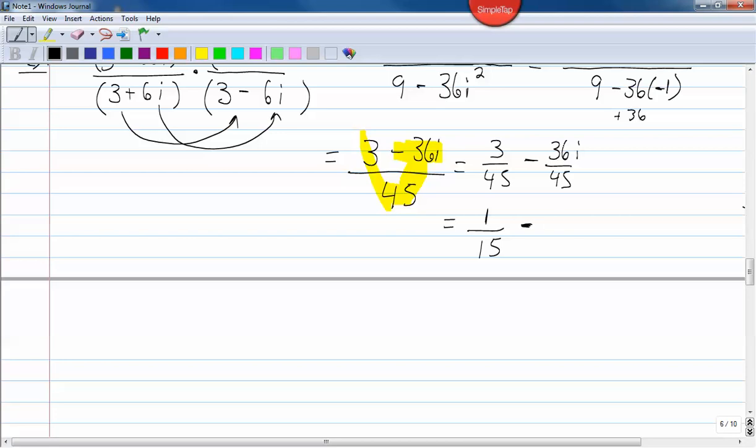Minus 36 over 45. So you can divide both of those by 9. So it's going to be minus 4 over 5 times I. So here's my answer in correct form. Here's my complex number: 1/15 minus 4/5 I.